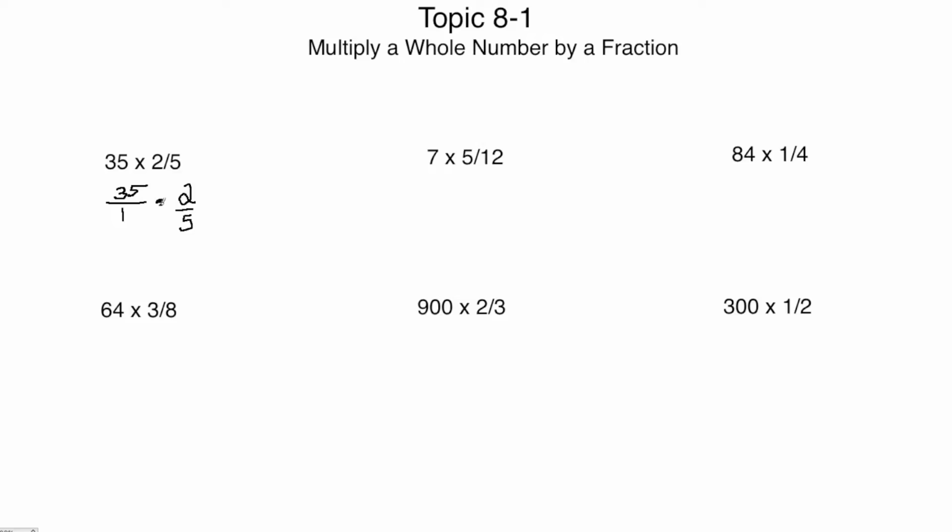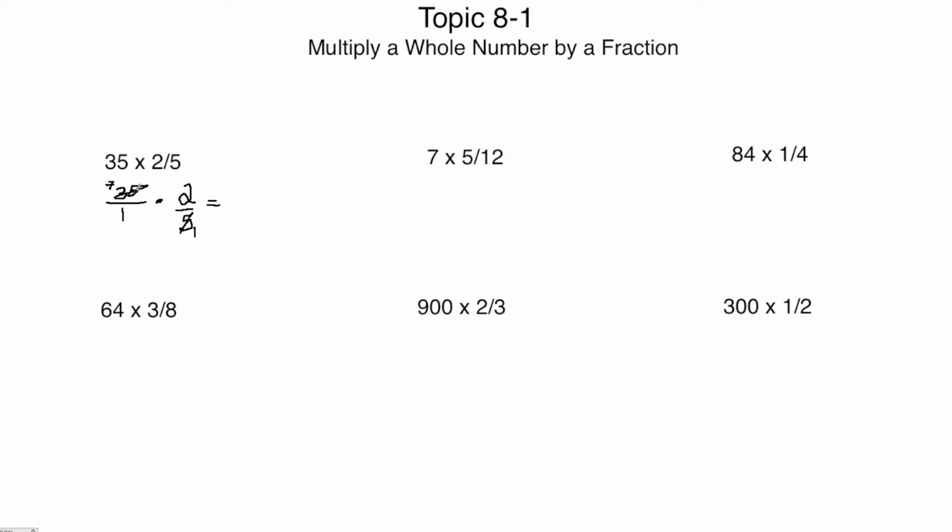Now let's go this way. Is there a factor greater than 1 that can go into both 5 and 35? Well, 2 can't, 3 can't, 4 can't, 5 can. So we cross out 5. 5 goes into 5 one time. How many times does 5 go into 35? 7 times. So we were able to cross factor.